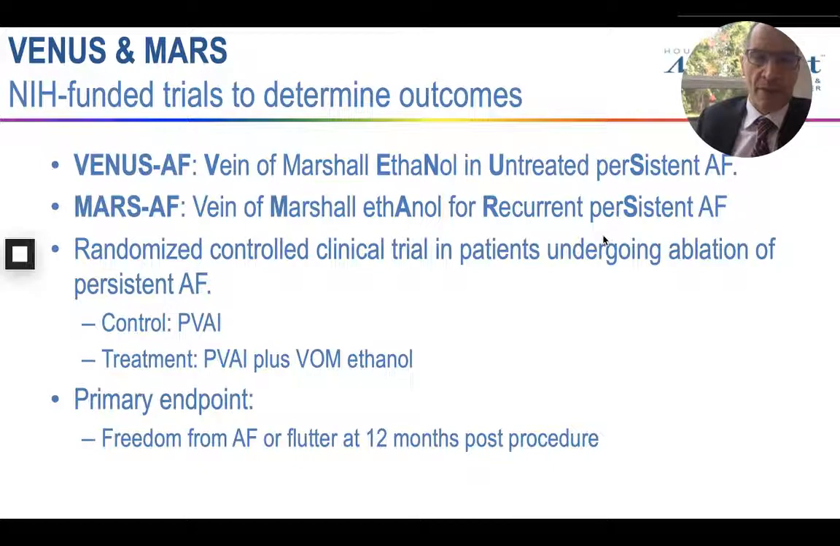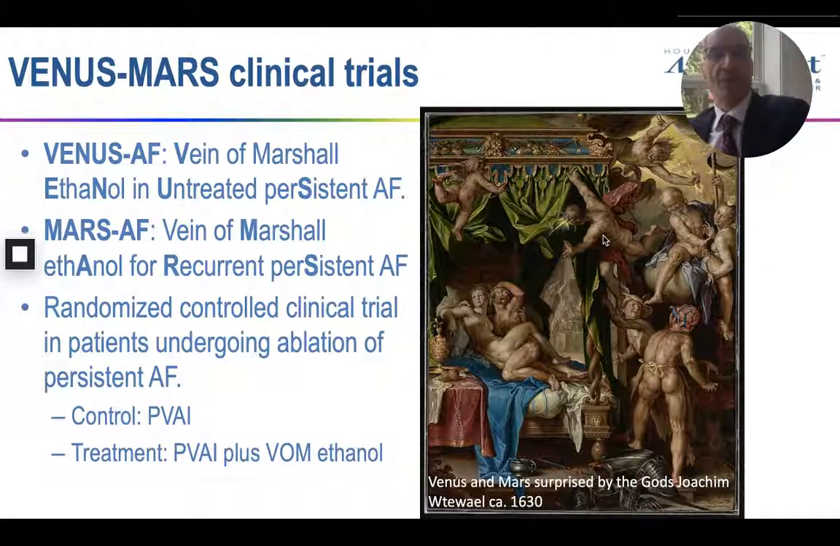With this data in mind, we set out to design a clinical trial to look at the outcome differences in ablation patients. So we designed two clinical trials called Venus and Mars, respectively. Venus was a randomized clinical trial for patients with persistent atrial fibrillation undergoing their first ablation. Mars was for patients with a previous ablation failure, randomized to conventional ablation alone or combined with vein of Marshall ethanol. The primary endpoint was freedom from atrial fibrillation or flutter. We measured this with 1 month event monitors.